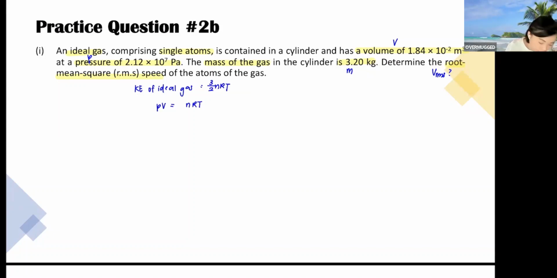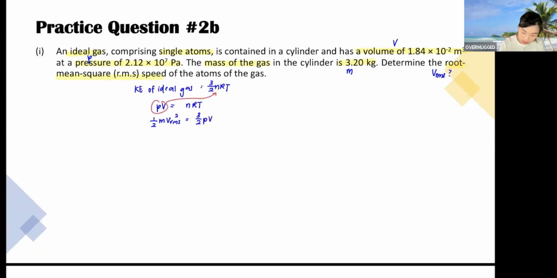This means that if I were to sub both of them together, my kinetic energy, half m times root mean square speed squared, is equal to 3/2 PV. Make sense? I'll just substitute this inside. Then from there, to find my V RMS squared, I will have times 2, so I will have 3PV divided by m. And therefore, my root mean square speed will be the square root of 3PV divided by m.